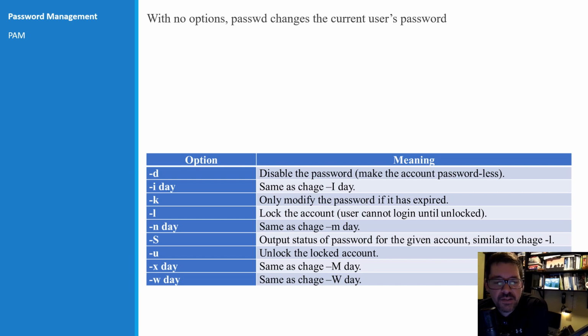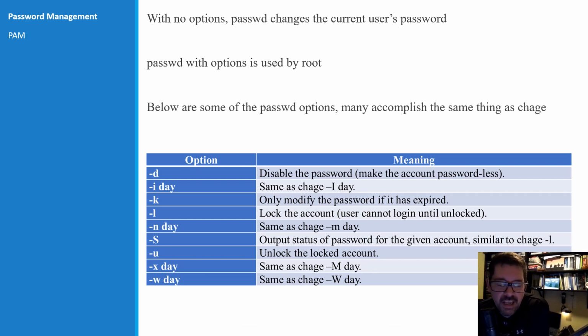So with no options, the password command is going to change a user's password. So pretty much any user can run the password command to change their own password. They can't change other people's password unless you have root privileges. So root would be able to do that. And because root has additional privileges with the password command, they also have some additional options that you can see in that table at the bottom of the slide. But the change command does not have some of the options that you see listed there, only the password command.